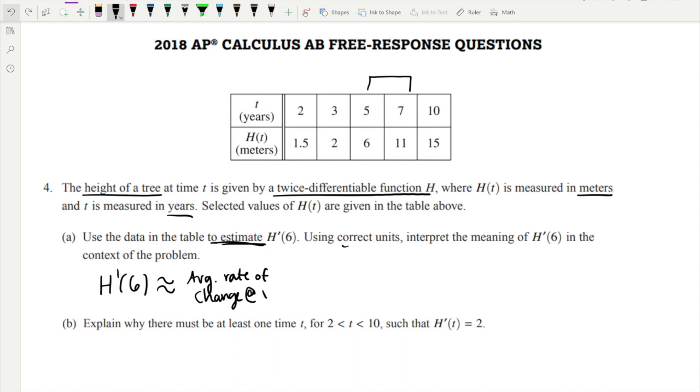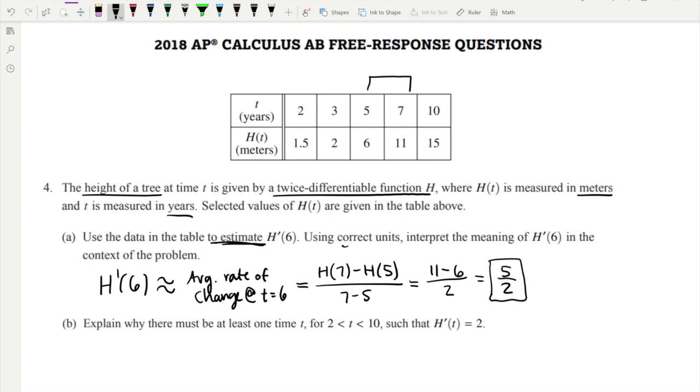Sorry, this is t equals 6, not x. And that average rate of change is just the slope between the 2 points. We have the point 5, 6 and the point 7, 11. So this is h of 7 minus h of 5 over 7 minus 5, which is 11 minus 6 over 2, which is 5 over 2. So this is our estimate for h prime of 6, and now we have to interpret the meaning of this and the units.